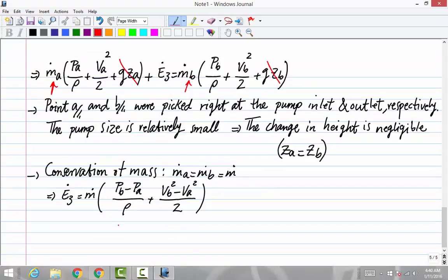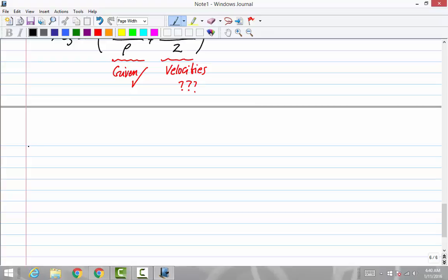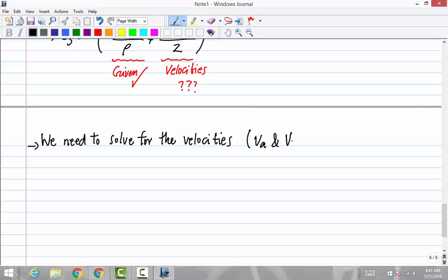But we need to pay attention that the difference between the pressures and the density are given. These are given. It's solved. But we do not know anything about the velocities. So the velocities are unknown. Right? So at this point, we need to pause and solve for velocities first, then we can put them in that equation and solve for E dot 3. So here we need to solve for the velocities, right? And by velocities I mean at the inlet and at the outlet, VA and VB.